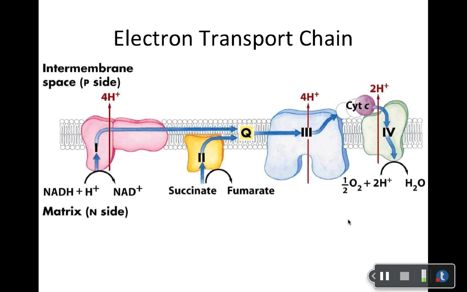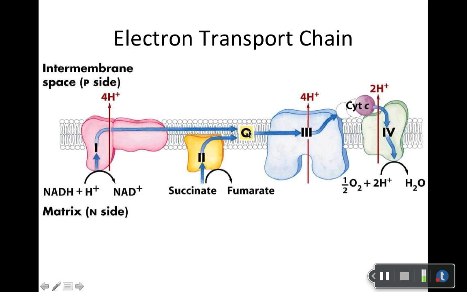In the electron transport chain, we have 4 complexes. The first complex accepts electrons from NADH. The electrons pass through a series of iron-sulfur centers through the complex and are passed on to ubiquinone, or Q. As they pass through complex 1, the energy that's released is used to pump 4 hydrogen ions through the complex, across the membrane, into the intermembrane space.